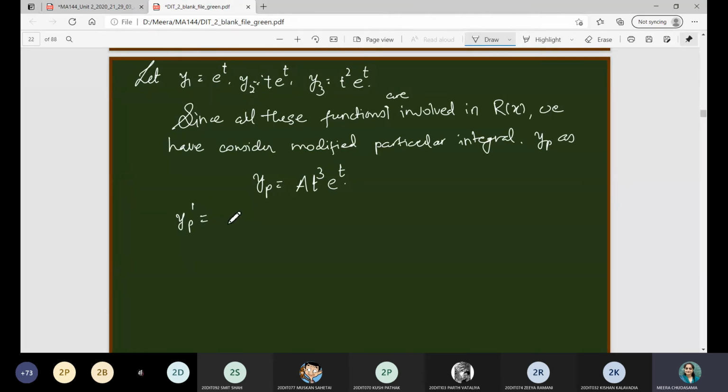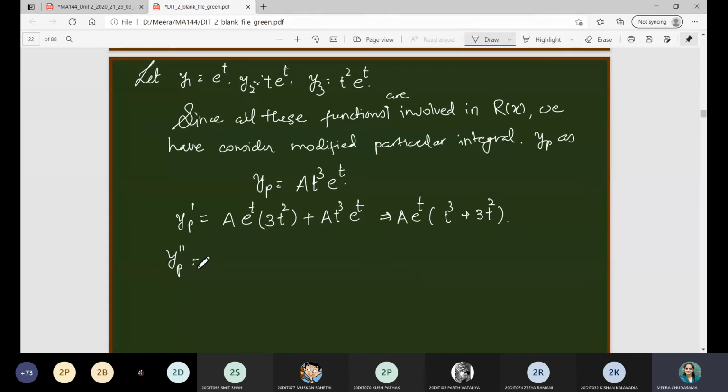So yp dash, so a e raised to t as it is, derivative of t cube is 3t square, plus a t cube as it is, derivative of e raised to t is just e raised to t. So here you can see the simplified form of it, a e raised to t is common, so it is t cube plus 3t square, right?